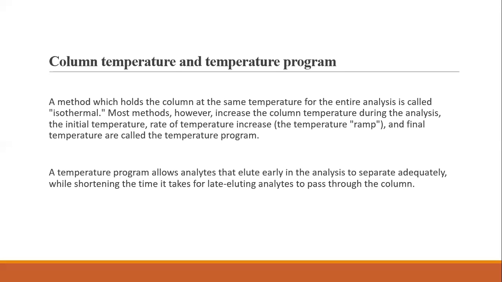Column temperature and column program: a method which holds the column at the same temperature for the entire analysis is called isothermal. Most methods, however, increase the column temperature during the analysis. The initial temperature, the rate of temperature increase, and final temperature are called the temperature program. A temperature program allows analytes that elute early in the analysis to separate adequately while shortening the time it takes for late eluting analytes to pass through the column.